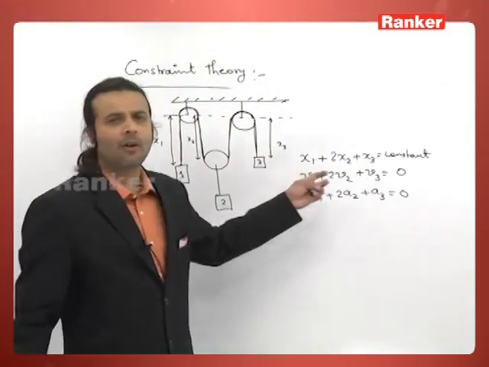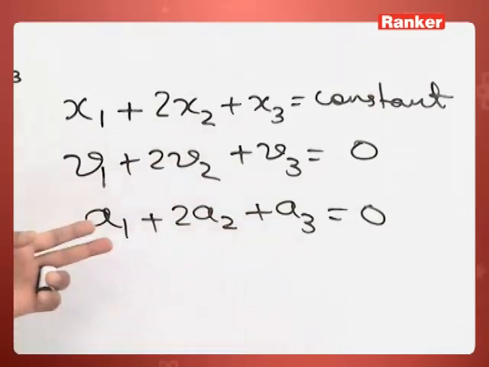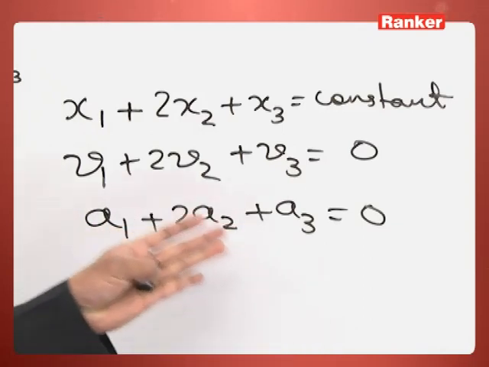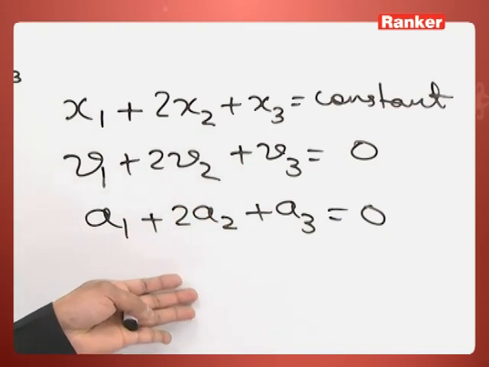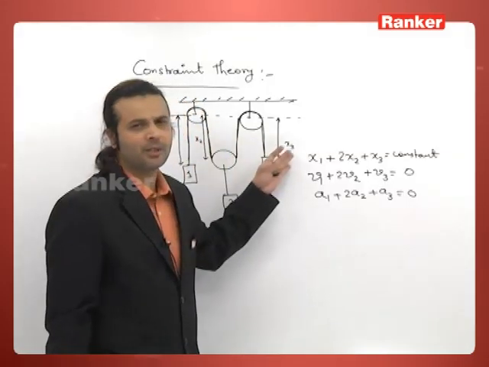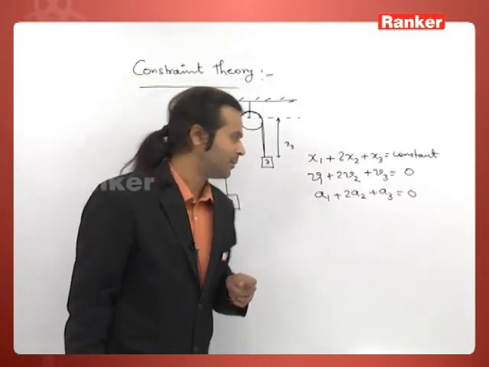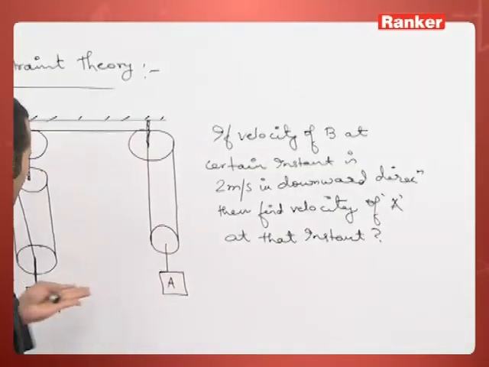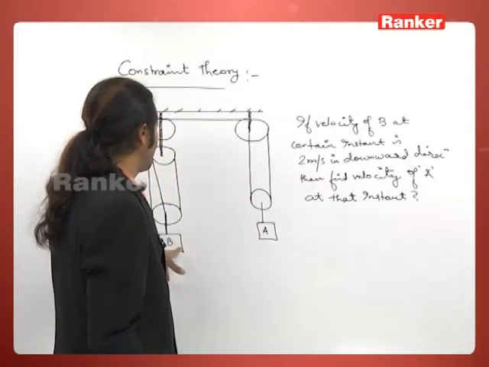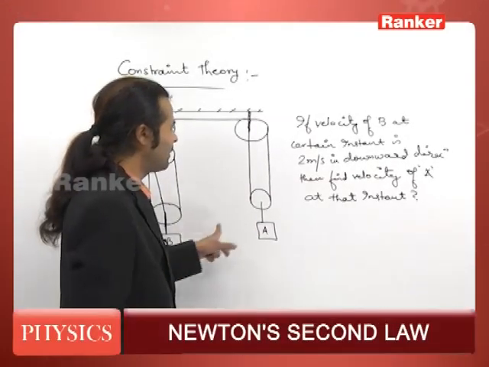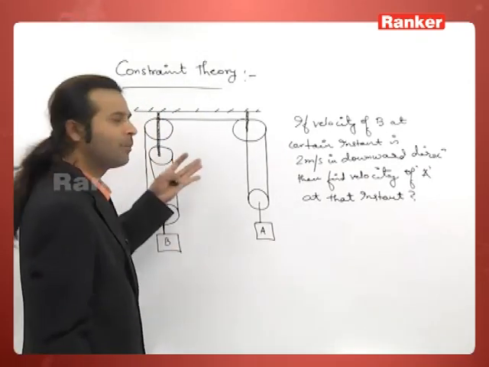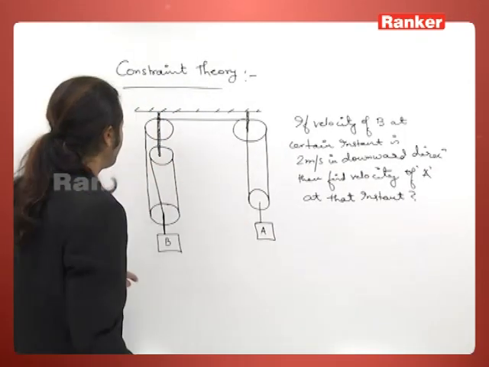So this is called constraint theory, in which we need to find out the relationship between the velocities and accelerations of the connected objects through multiple strings. Now this is a problem. If I say velocity of B at a certain instant is 2 meter per second in downward direction, then find velocity of A at that instant. So let us solve this problem through constraint theory.